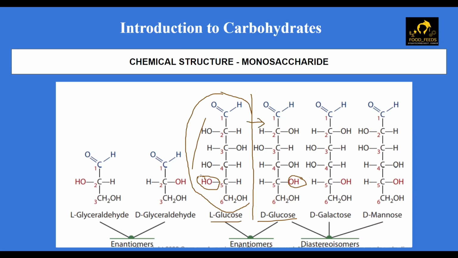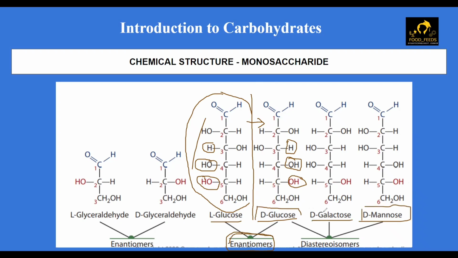It's the same, but only the OH is different. So this is the mirror image. Whereas here, if you see, OH is here and it's here. So similarly, everything is opposite in the L and D form. Hence, since it is a mirror image, but they are not superimposable, they are termed as enantiomers.